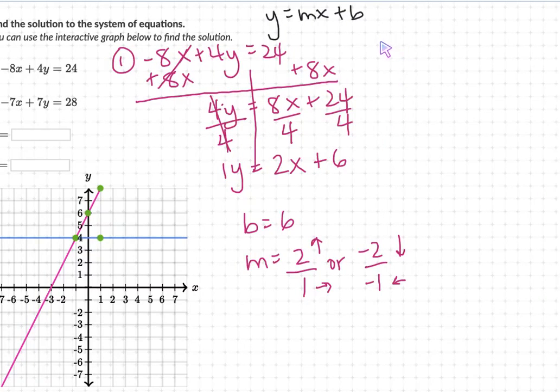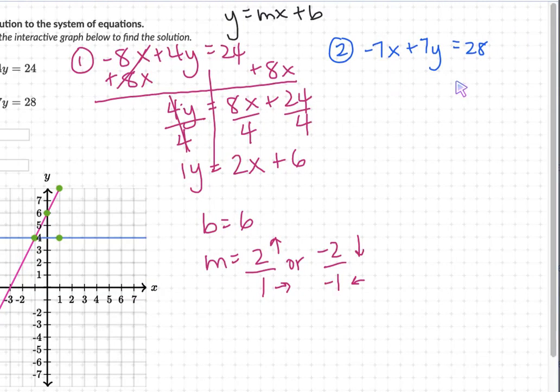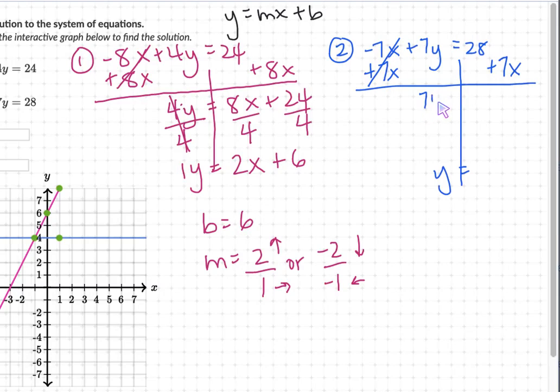Okay, let's do number 2 in blue. Negative 7x plus 7y equals 28. Okay, we need y by itself. So I need to get rid of this x by adding 7x. That cancels. I get 7y equals 7x plus 28. Can't be combined. Now this is multiplied by 7, so we got to divide by 7 for everybody.